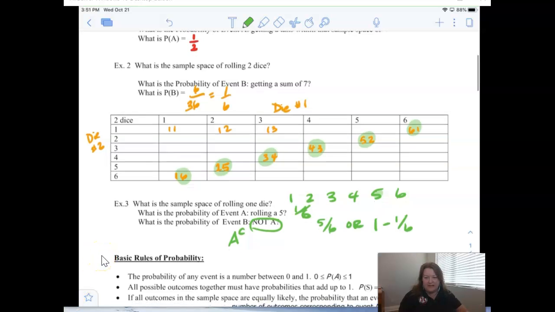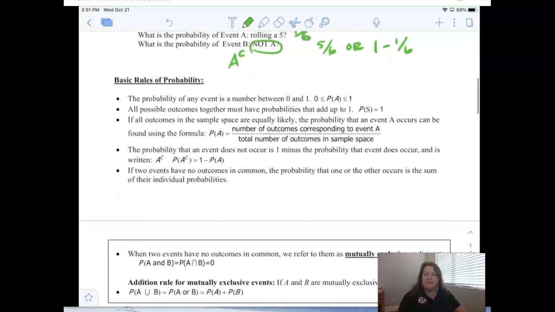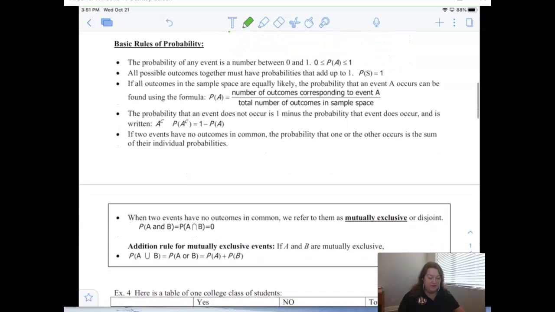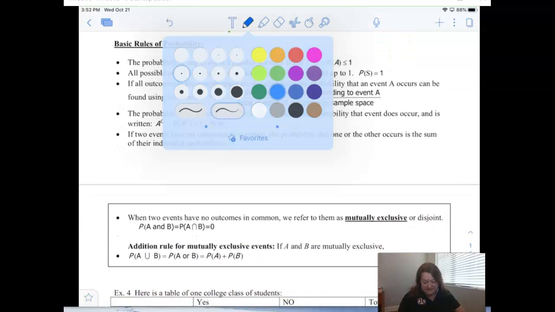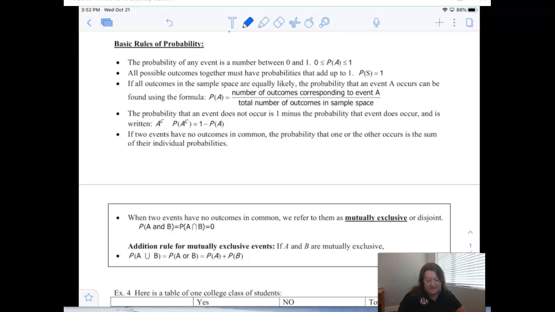All right, other than that, let's go to the basic rules of probability. Now these look really complicated, but they're kind of simple. Let's see how we do on these. The probability of any event is a number between 0 and 1. So any probability you get must be between 0 and 1. I think we did that in one of our notes already. So that's 0 to 100%, right? All possible outcomes together must add up to 1. So the probability of the entire sample space should add up to 1.